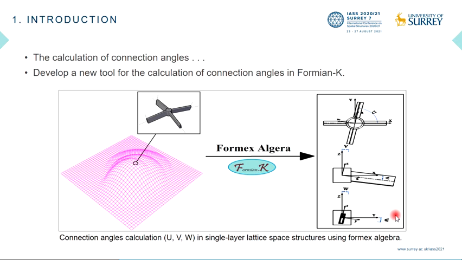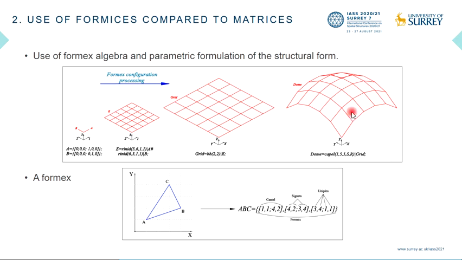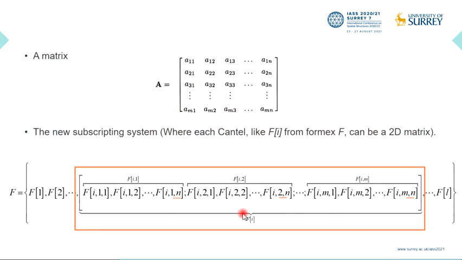The present work attempts to develop a new tool for the calculation of connection angles using Formex Algebra, and the possibility of creating supplements in Formian-K software. As you know, one of the most important approaches to perform the configuration processing is the use of Formex Algebra and parametric formulation of the structural forms. This figure shows a Formex and its components.